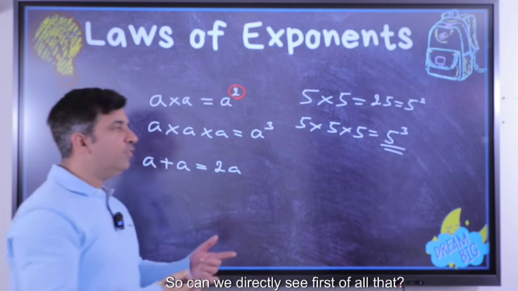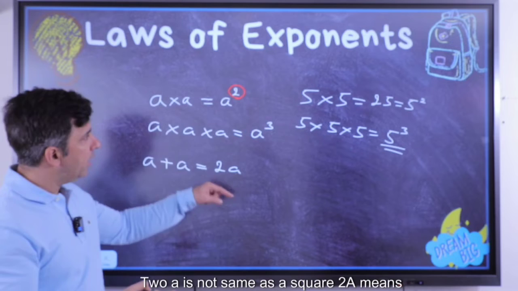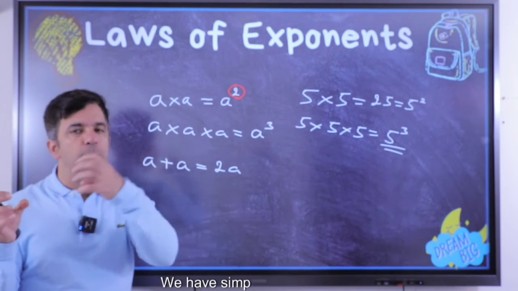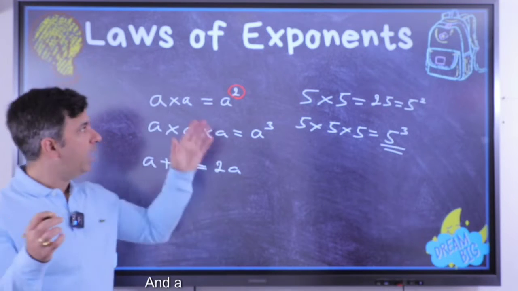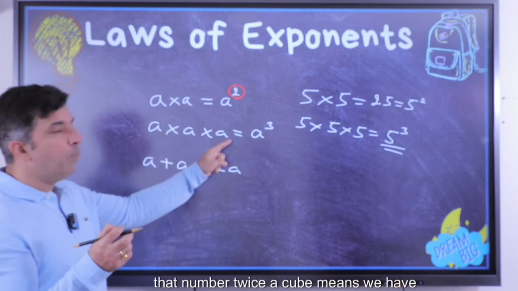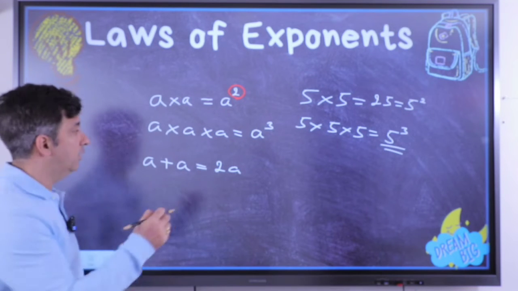So can we directly see first of all that 2a is not the same as a square. 2a means that we have simply added 2 a's, we have simply added a number twice. And a square means that we have multiplied that number twice. A cube means we have multiplied that number thrice.